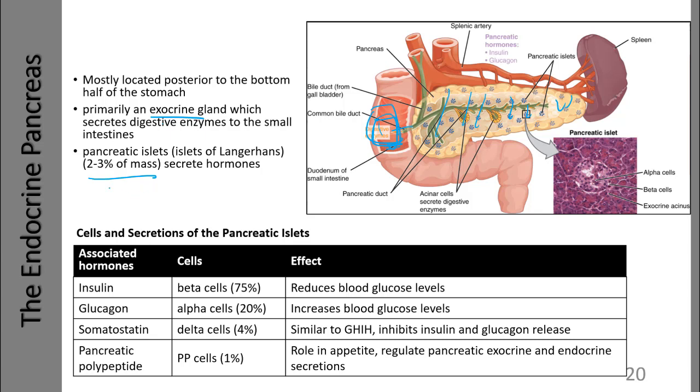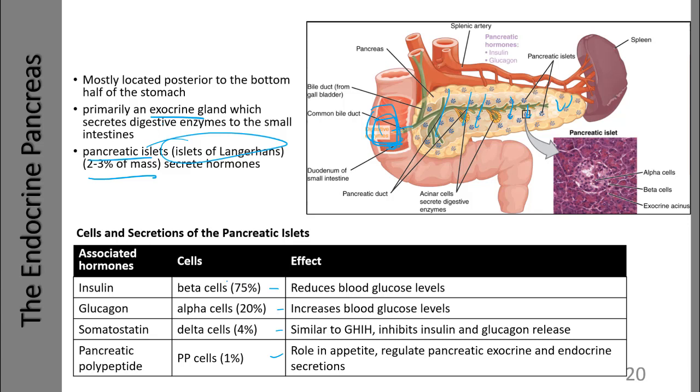So the cells collectively are called the pancreatic islets, the islets of Langerhans, and these form part of the endocrine pancreas. So you can see here there's 4 different cells that form the pancreatic islets. Each of these different cells produce a different hormone.